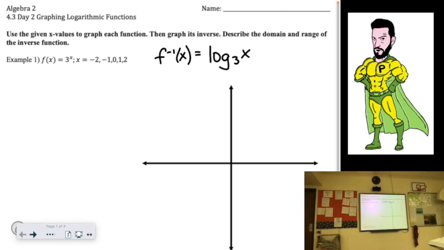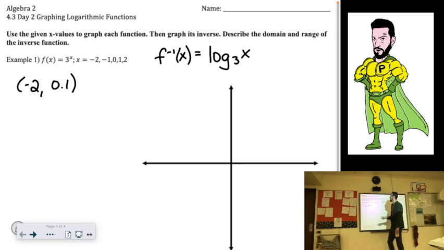Now it's telling us what to put in for x. It tells us to put in -2, -1, 0, 1, 2. Now 3 to the negative second power would be 1 over 3 to the second power, or 1 over 9. And the decimal form of that would be 0.1 repeating. Let's just call it 0.1.